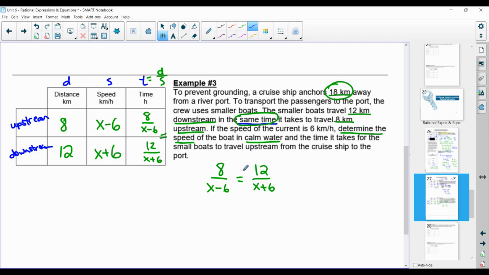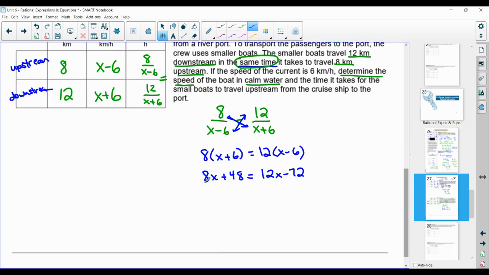And again, this is an equation where I would probably cross multiply. If you prefer just to do method 2 that we talked about the other day, just multiply everything by x minus 6 and x plus 6, that's fine as well. So 8 times x plus 6 equals 12 times x minus 6. Multiply that out and we're going to have 8x plus 48. If it helps, draw your arrows. And 12x minus 72. We'll rearrange so that our x's are on one side and our numbers are on the other. So 48 plus 72 is 120, and 12x minus 8x is 4x. And if we divide by 4, we have x equaling 30.